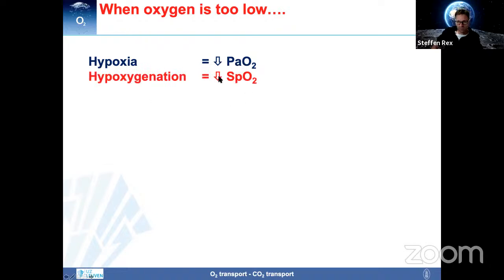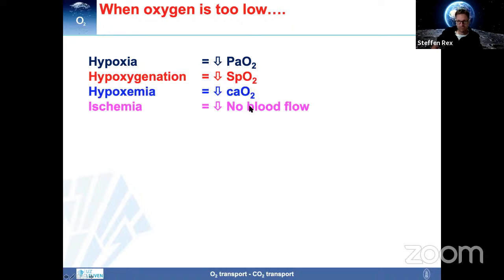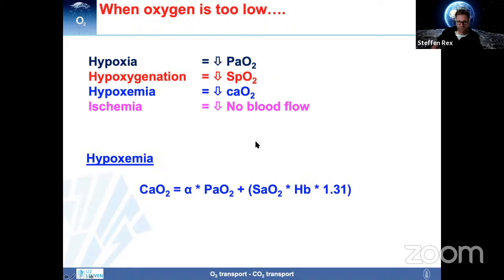We have hypoxygenation if the oxygen saturation is too low, and we have hypoxemia if the oxygen content is too low. And we have ischemia that has nothing to do with oxygen content, it's only that there is absence of blood flow. And then we have hypoxemia, so it's a decrease in oxygen content. And then we have several forms of hypoxemia. And I don't want to bore you with these terms, but it's very important because it's very relevant for our clinical practice.